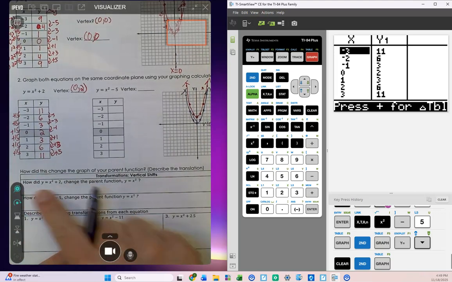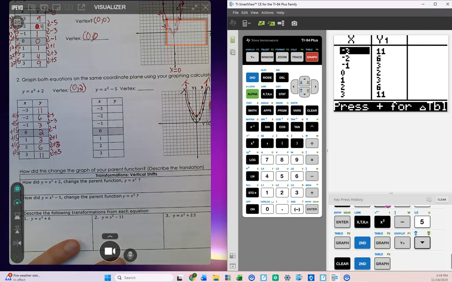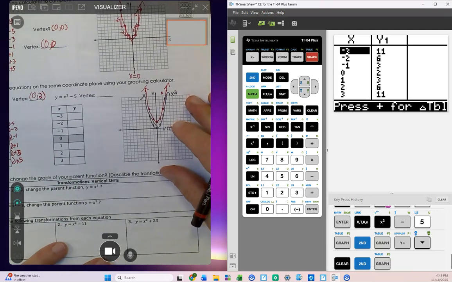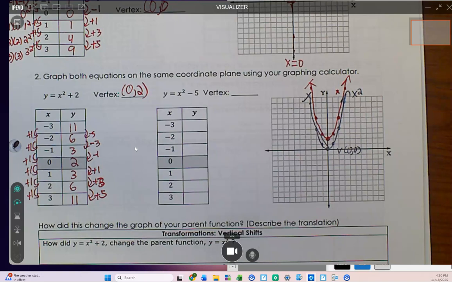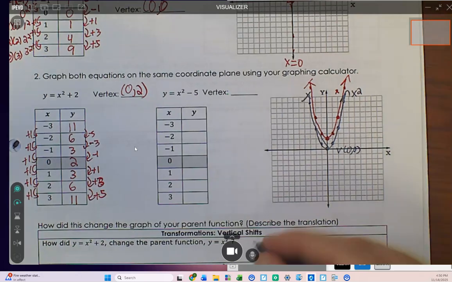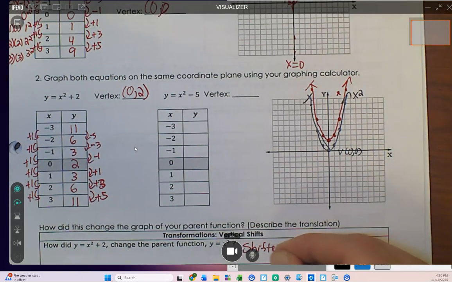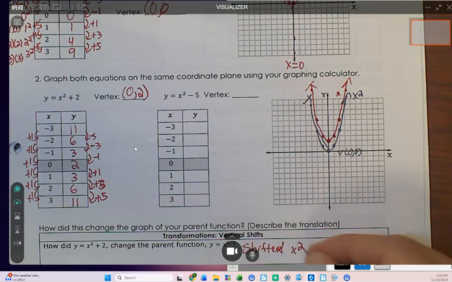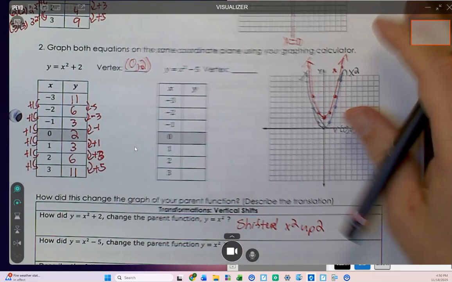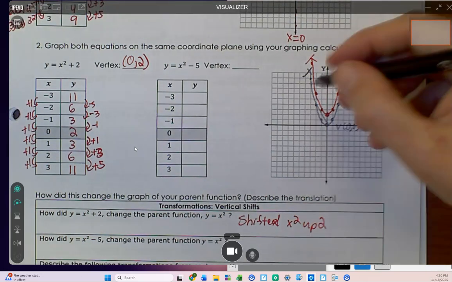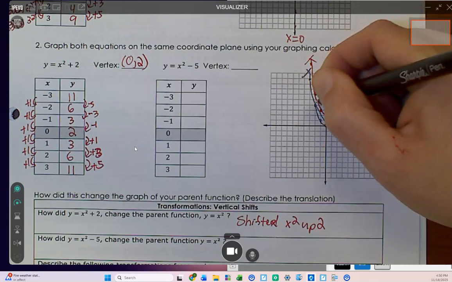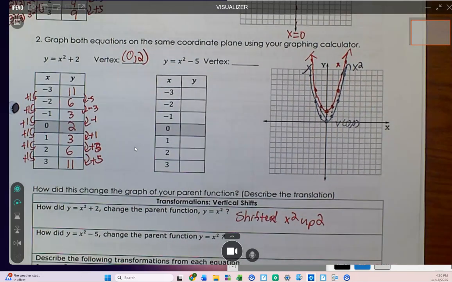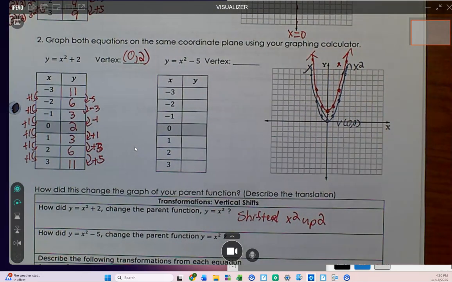So down here it says, how did x squared plus 2 change the parent function of x squared? Let me get rid of the calculator. Every time I need it, I'll just open it like a curtain. So the whole thing shifted up. So if it was x squared plus 2, it shifted all the points up 2 from the parent. So every point went up 2 because we did x squared plus 2.